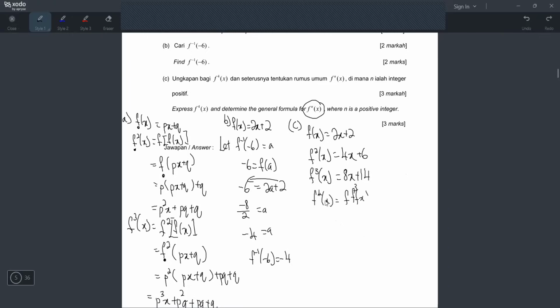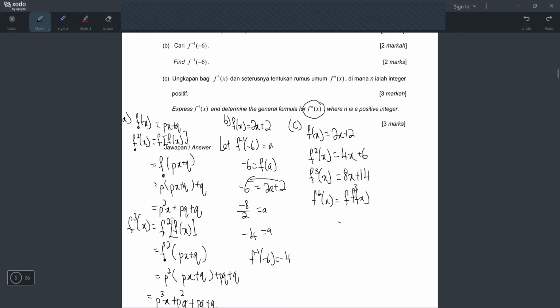Means you break the f power 4 into f power 3. Or maybe you want to break it like this, f power 2, f power 2, and then you use the f power 2x answer, which is 4x plus 6, to get your f power 4. Can also. Or maybe you want to do f power 3, f power 1. Can also. You use this, and then find f power 4.